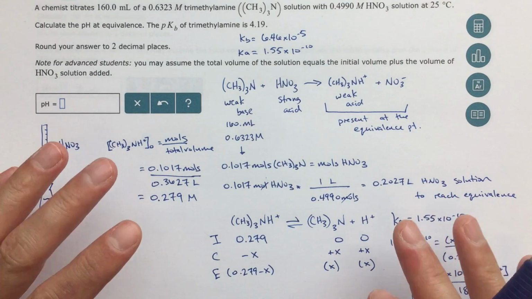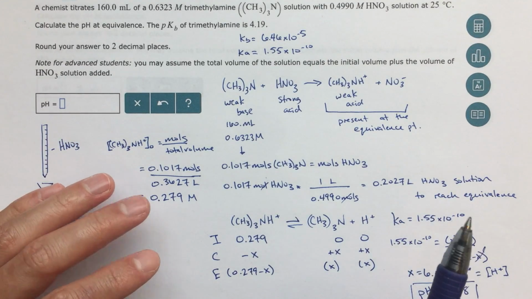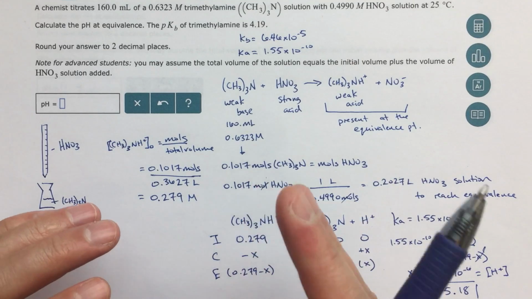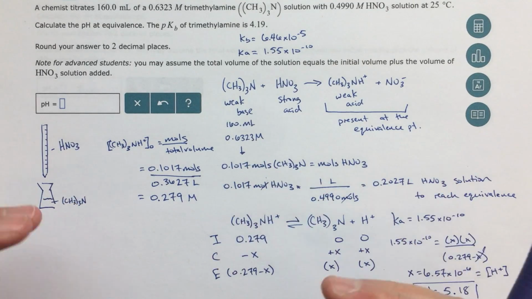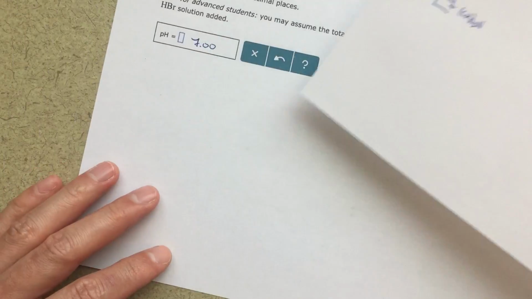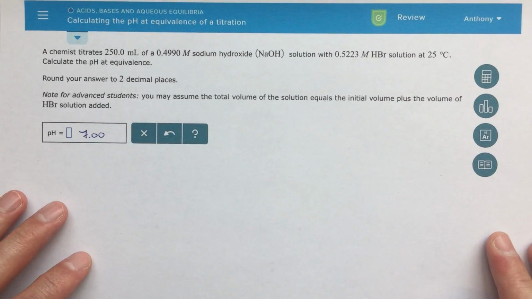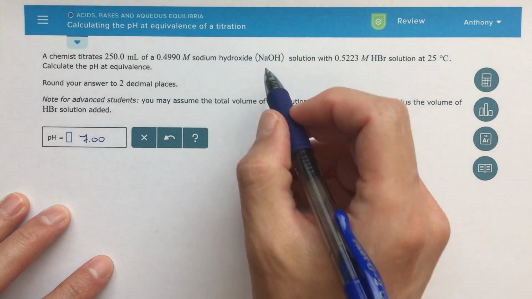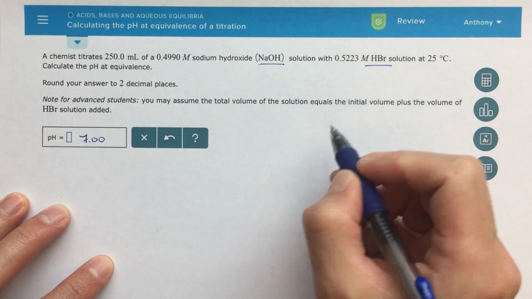So this version and the weak acid strong base version, the opposite version of this, are essentially the same. The steps are going to be the same, but there is a slightly different version of this problem that looks like this, where I've got a strong base and a strong acid.